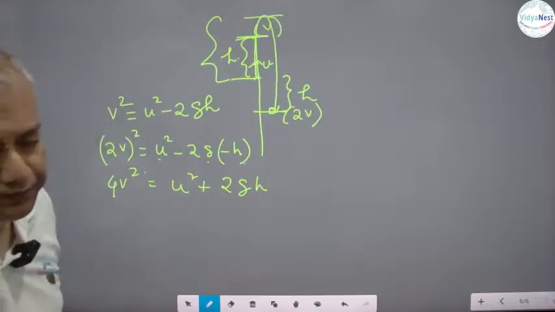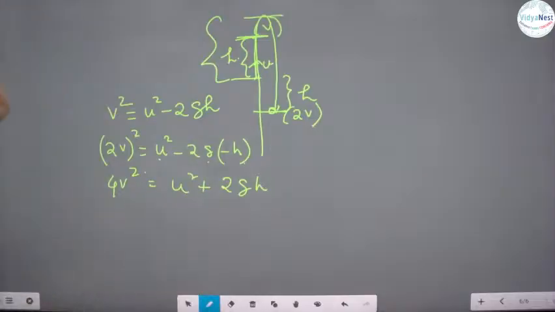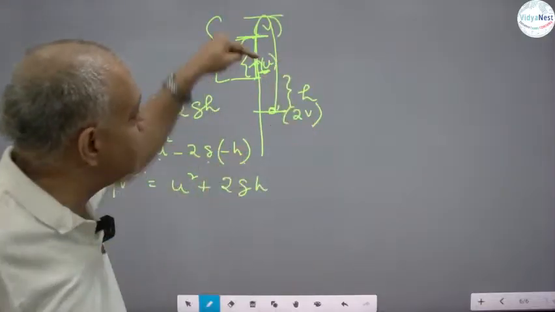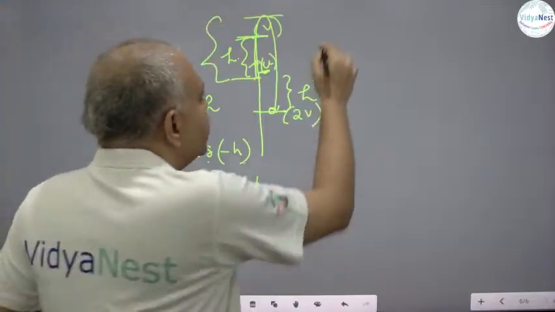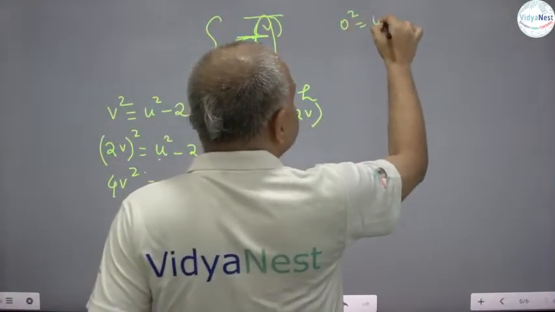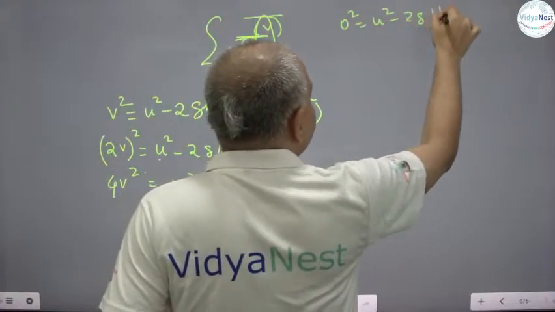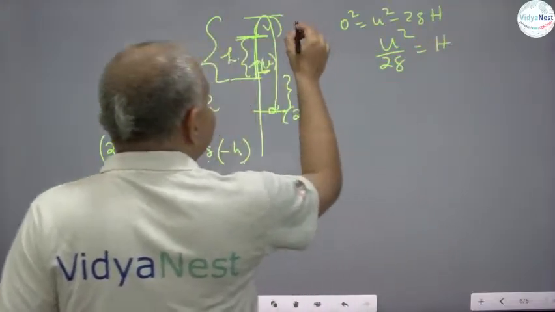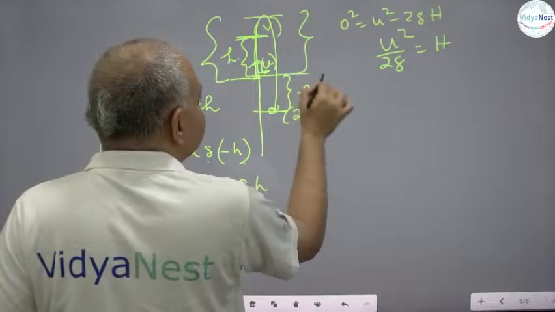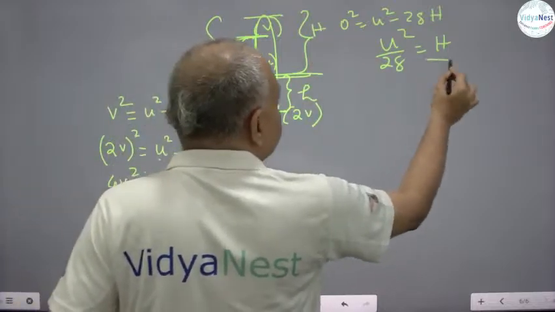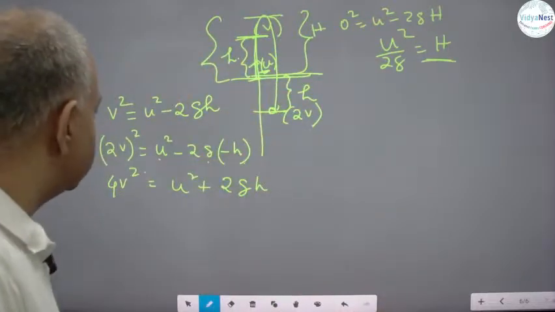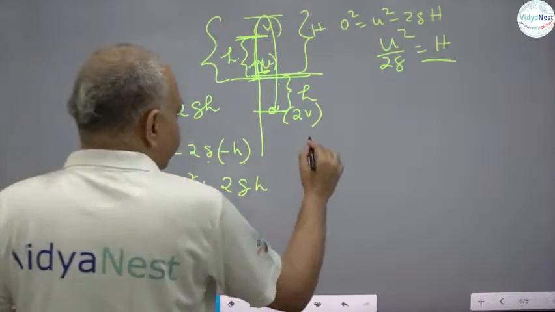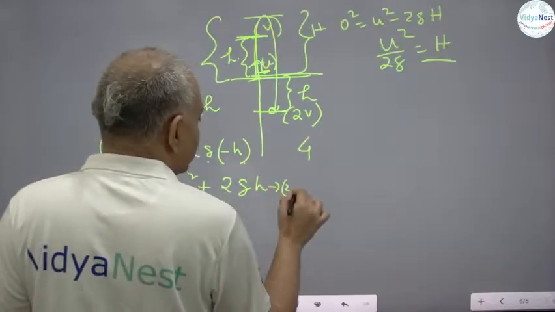So now, if the object is projected with the velocity u, what is the maximum height it will reach? It will reach 0 square is equal to u square minus 2g capital H. So u square by 2g is the H we require. That's the maximum height above the tower. This is the H we require, u square by 2g, isn't it? So now make a ratio of this thing. This is equation 2, this is equation 1.